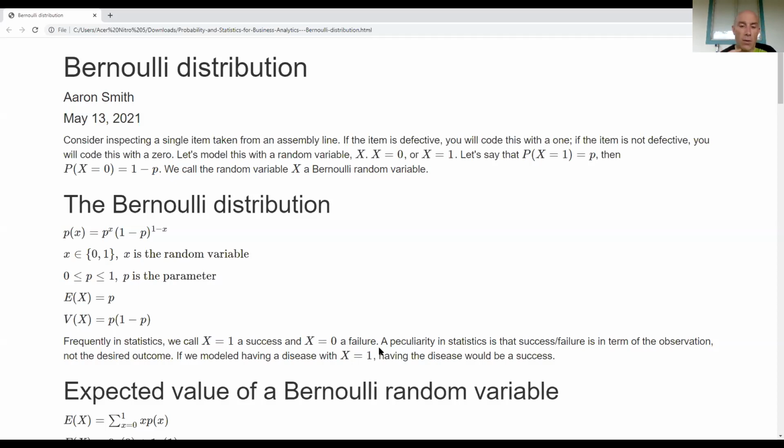And in this coding, when I say success, we refer to that as being a 1, or the level of interest in what's going on. So something that's peculiar about this, if I was modeling a disease with x equals 1, then having the disease would be a success, which is rather morbid, not really how we would normally think about things. So when we're talking about statistics, success and failure refers to the random variable, not the actual outcome in terms of interpreting what's going on.